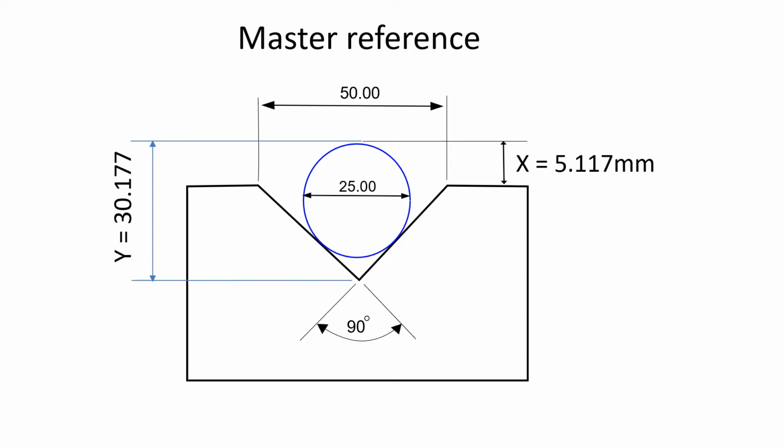Now that I have a master reference, I can start measuring my V grooves with my 25mm ball or roller and make sure that my X distance is within acceptable tolerance. And what's the tolerance for my component? Again, I referenced that from the Machinery's Handbook.